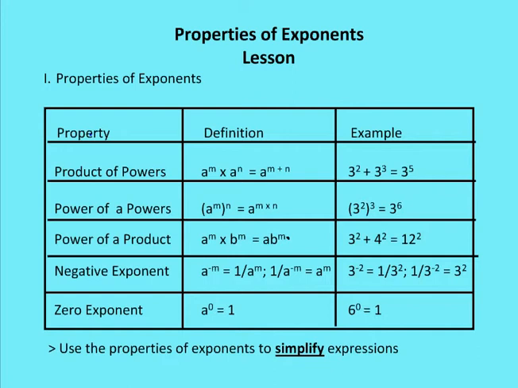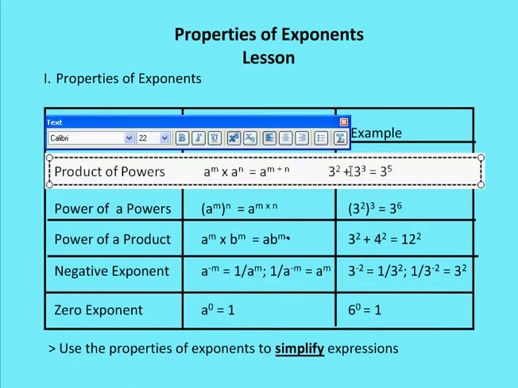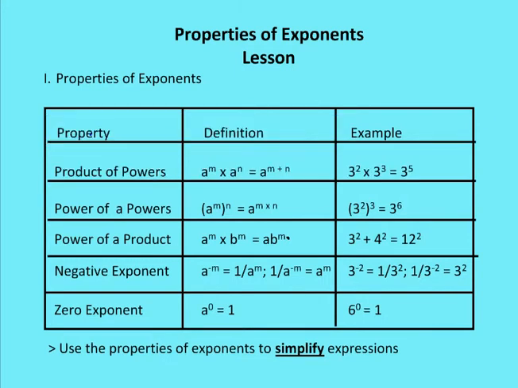Product of the powers says that a to the m times a to the n is equal to a to the m plus n. So what is required in this case is that we have the same base, right? So a is our common base. An example would be 3 squared times 3 to the 3rd is equal to 3 to the 5th.